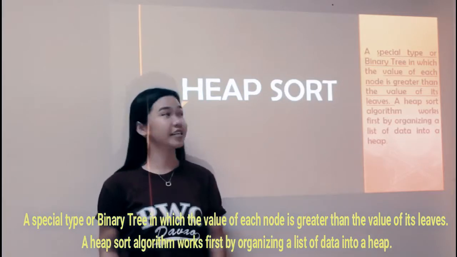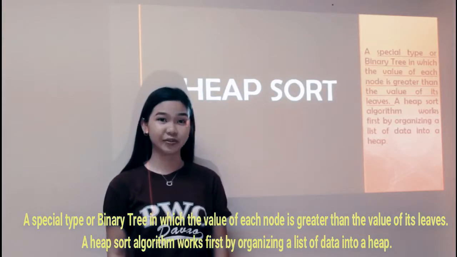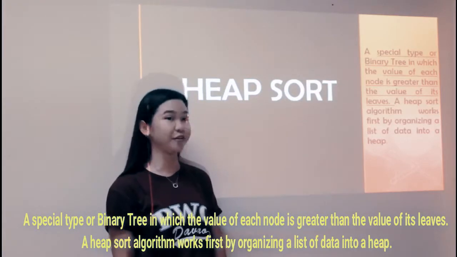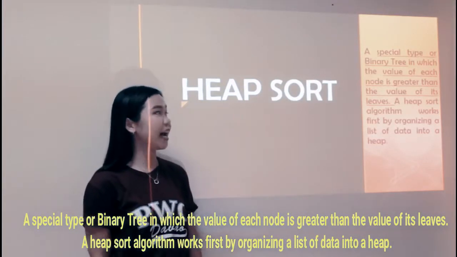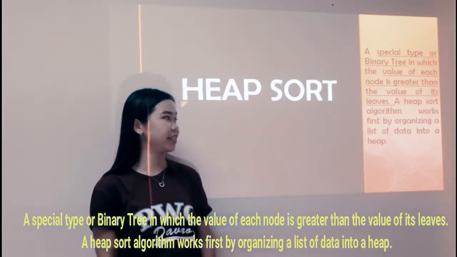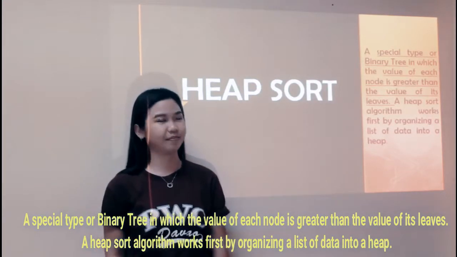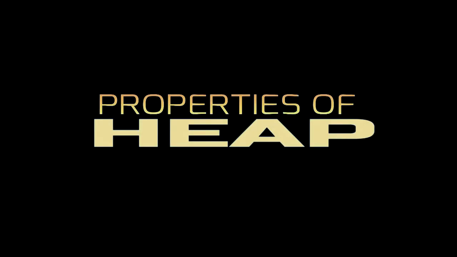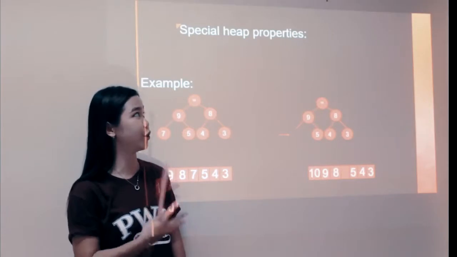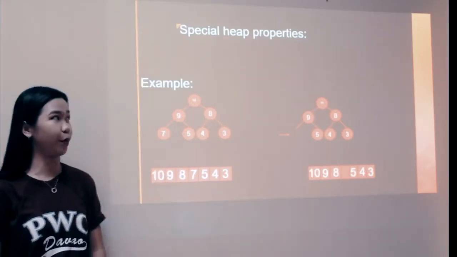A heap is a special type of binary tree in which the value of each node is greater than the value of each leaf. A heap sort algorithm works first by organizing a list of data into a heap. So, a heap should maintain the following properties.